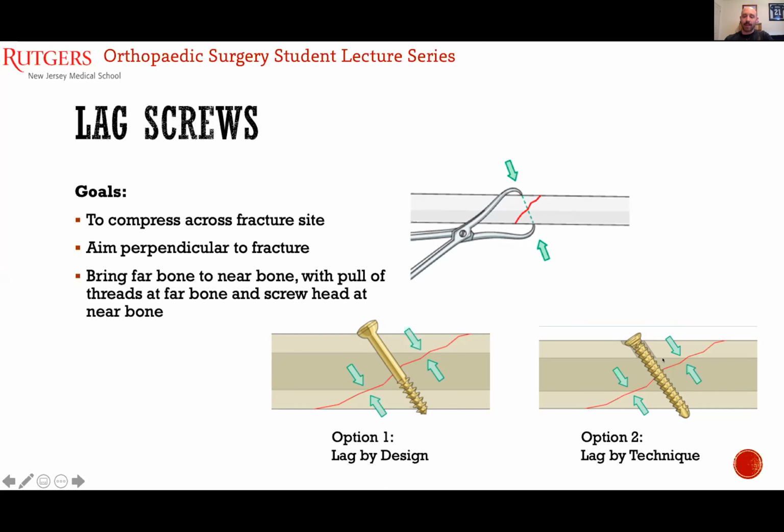This is opposed to a lag by technique where it's a fully threaded screw, but to allow for this near cortex to slide, you have to make a larger drill hole. And so you make a larger drill hole first, and then you make a smaller drill hole on the far cortex. And then when you place your fully threaded screw, the screw threads are not going to engage the near cortex. They're only going to engage the far cortex, and therefore allow the far cortex to come towards the near cortex and cause compression at the fracture site.